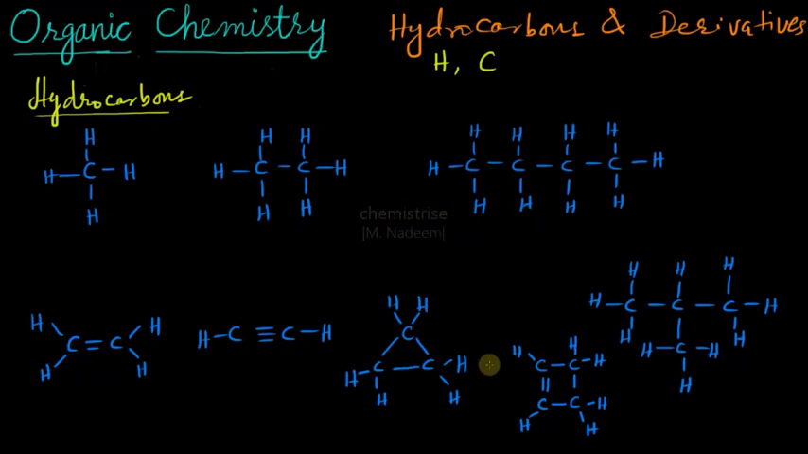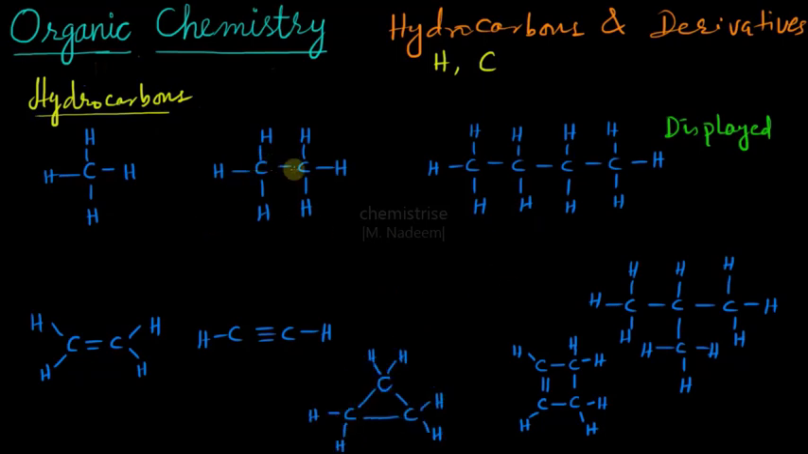These structures that I have made, and the way in which they are made, we have drawn all the atoms and all the bonds. When we draw any organic compound in this way, we call it the displayed formula. So these are all the displayed formulas that we have made. This formula, in which we have two carbons and six hydrogens, the way we have written it, we call the displayed formula.